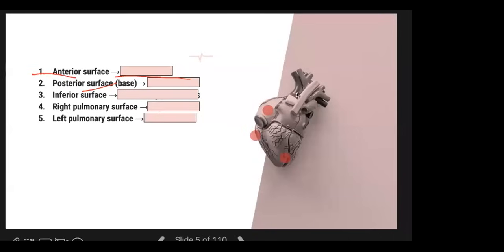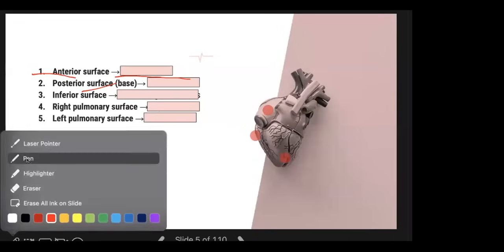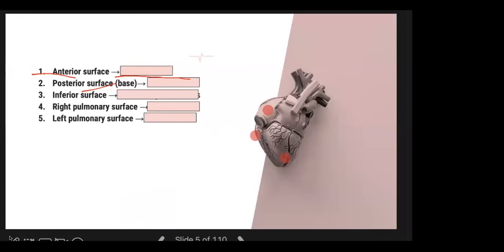Yes, that's going to be the left atrium. So I'm also looking at your guys writing in the chat. So you guys can keep writing, and I'll see your answers and stuff.